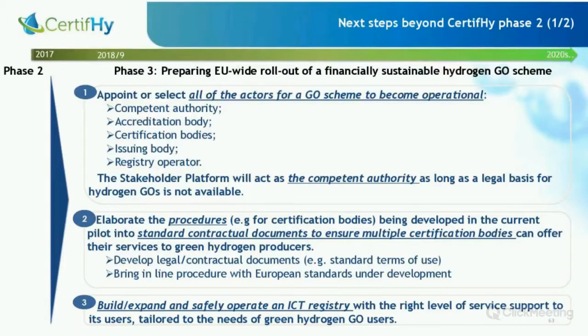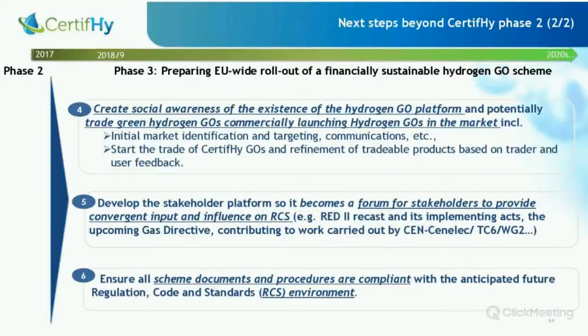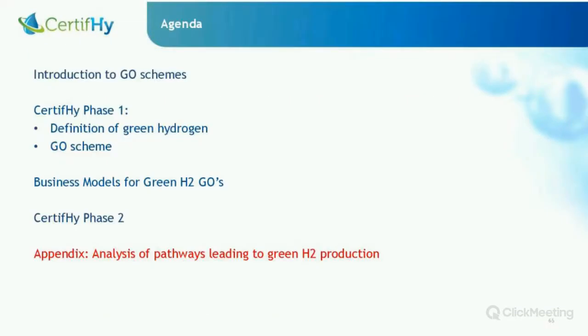We need to find the proper actors at all levels, so competent authorities, accreditation bodies, issuing bodies, and regulatory operators for this GO scheme to function. And most probably we'll have to build and operate an adapted and made-to-measure ICT registry, create more social awareness, maintain the stakeholder platform, ensure convergence with RCS. So today it's RED 2, but there's also a gas directive coming up, and I think that's an important role for the future.